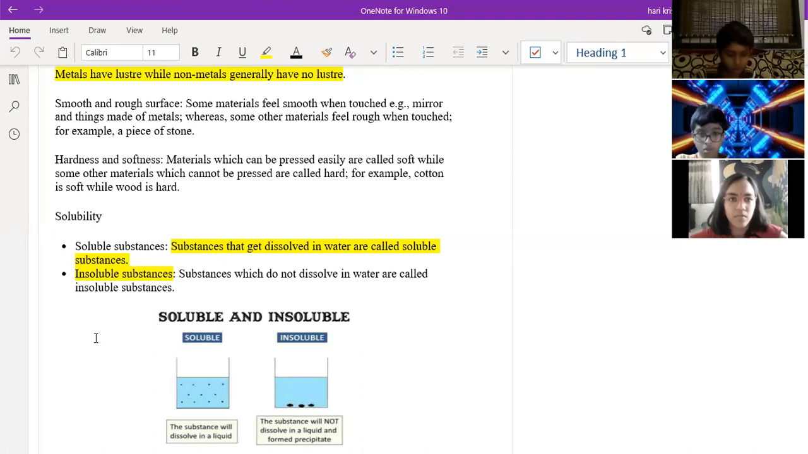The next one is hardness and softness. What is hardness and what is softness? Sir, hard means very strong and cannot be destroyed easily. Soft means it can be broken very easily. Softness, it will break very easily. Next, any other points?